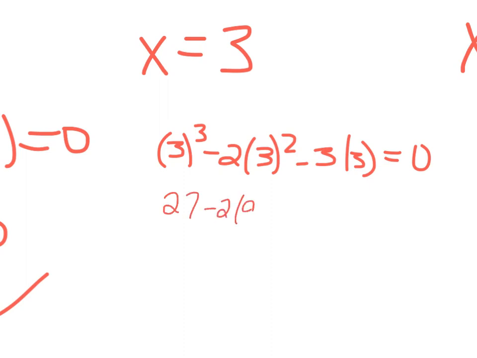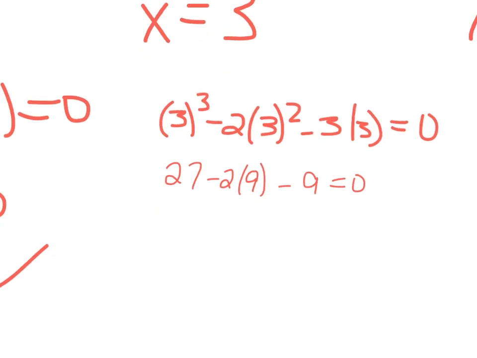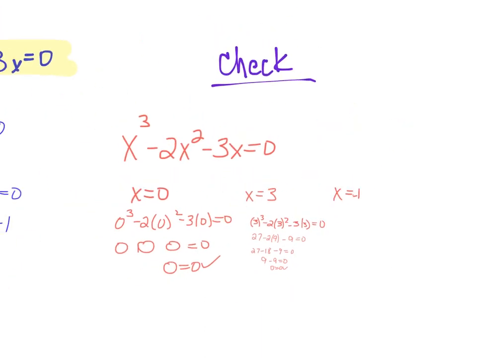27 minus 2 times 9 minus 9 equals 0. Agreed? What's 2 times 9? 18. So I have 27 minus 18 minus 9. What's 27 minus 18? 9. What's 9 minus 9? 0. Does 0 equal 0? Yes. Yay!